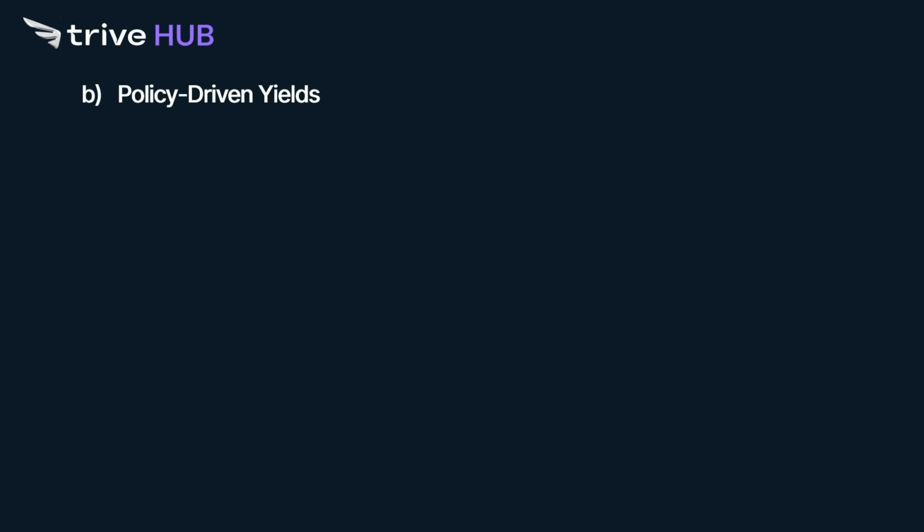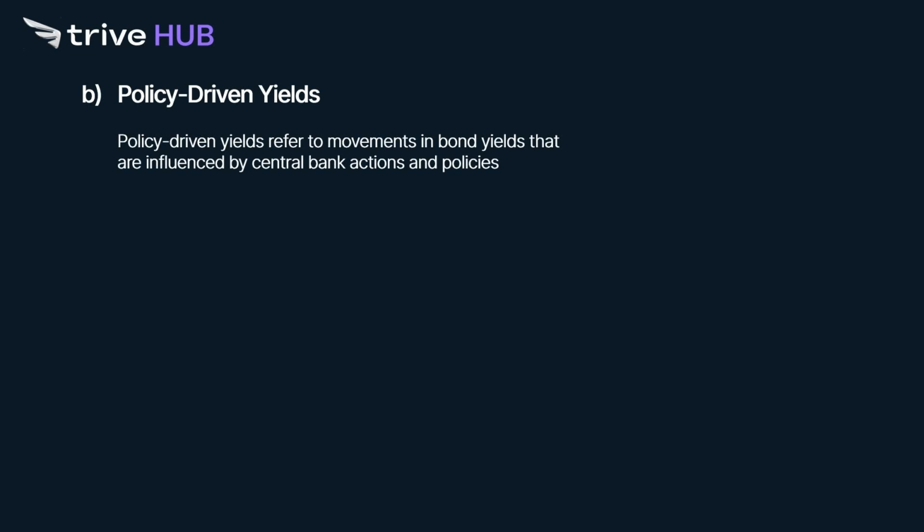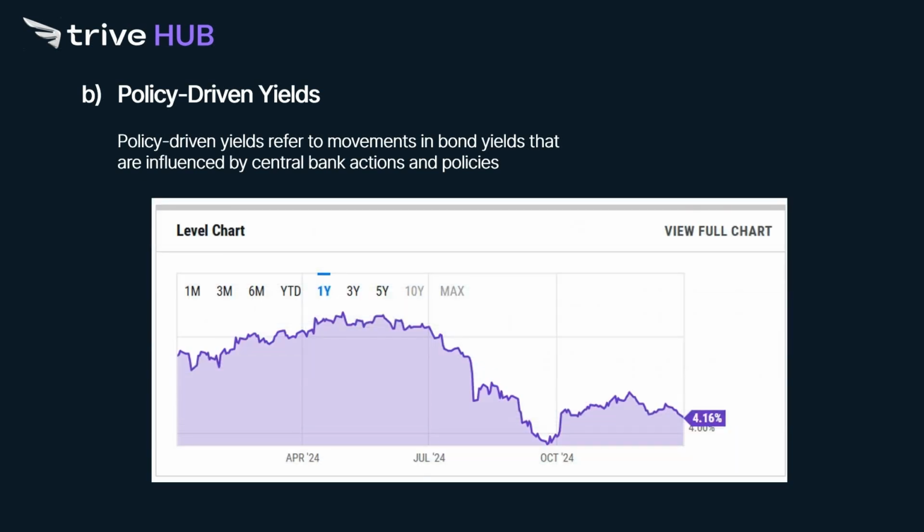The second indicator you need to track is policy driven yields. It refers to movements in bond yields that are influenced by central banks' actions and policies. These yields, especially at the short end of the curve, for example 2-month or 2-year bonds, are directly shaped by monetary policy decisions such as interest rate changes, quantitative easing or tightening. For forex traders, understanding these yields is critical because they determine currency strength and investor sentiment. Focus on the short end of the curve to gauge the central bank's expectations.